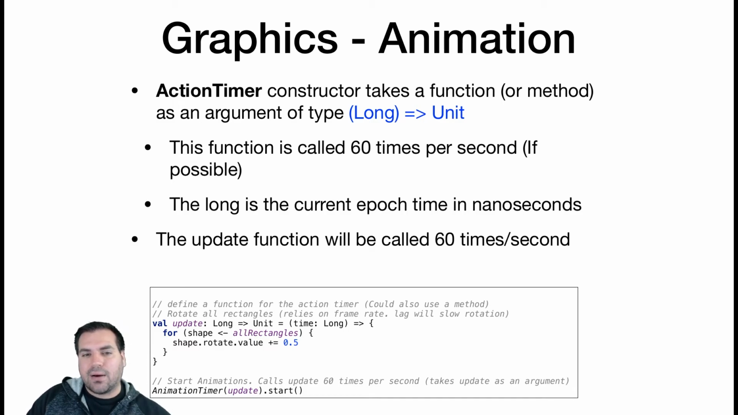If it gets bogged down, if the CPU is burning up or something, we might start dropping frames. But it's going to try to run 60 frames per second, and it's going to give us the current timestamp so we can work with that time. So maybe we did drop a frame. We want to make sure we're working off this timestamp to process two frames worth of movement. I'm actually not using the timestamp for this example. I'm just going to rotate every rectangle by half a degree, by changing their rotation value.